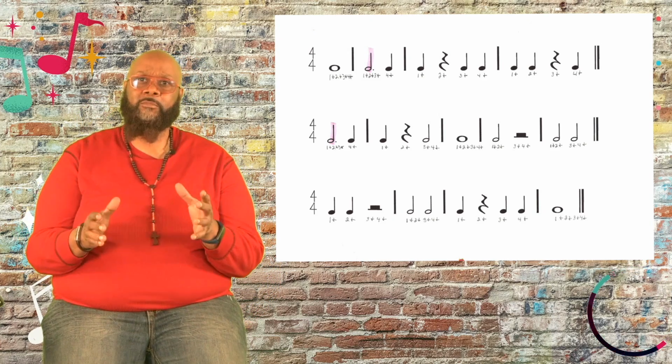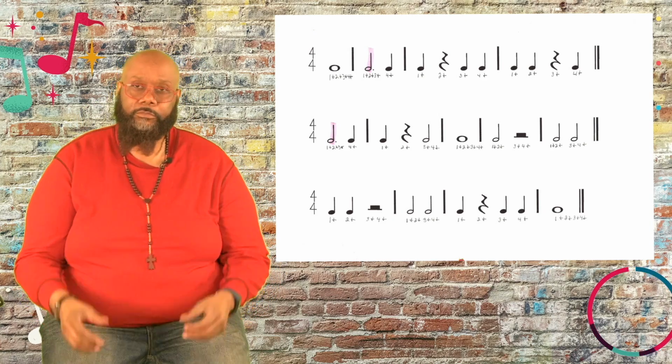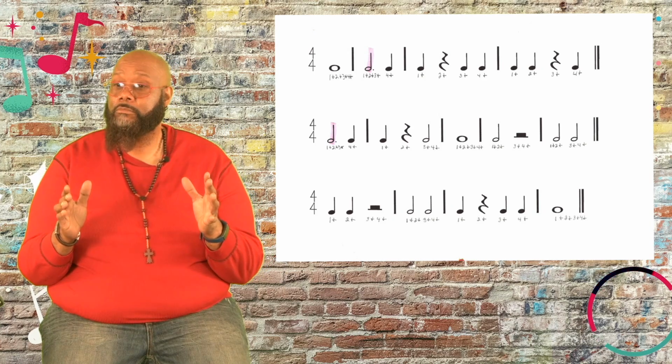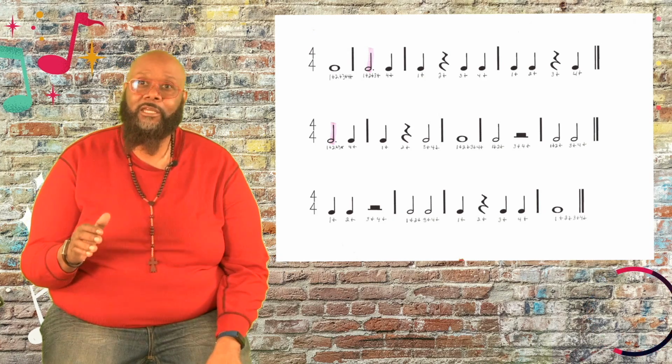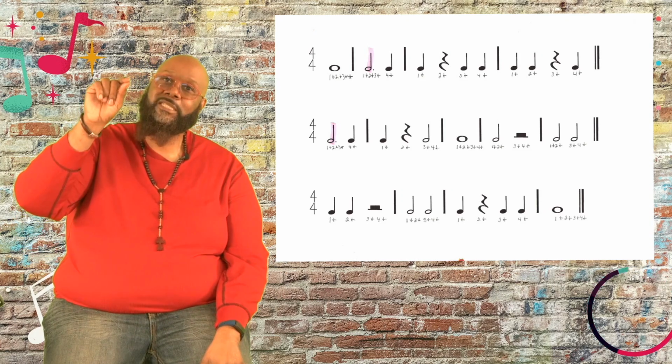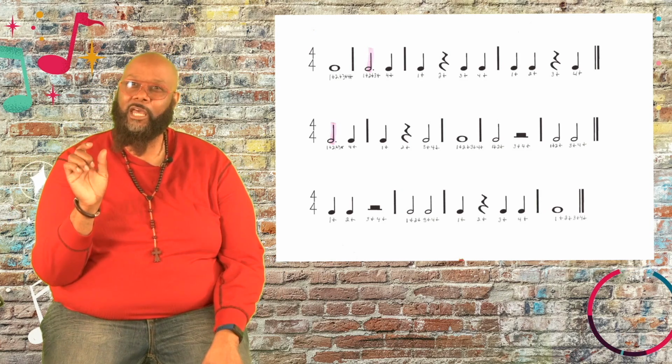So also at the end of the music, you see those dots. The dots mean what? Repeat, exactly, okay? And it's going to always be a solid black line and then a little skinny line, okay?